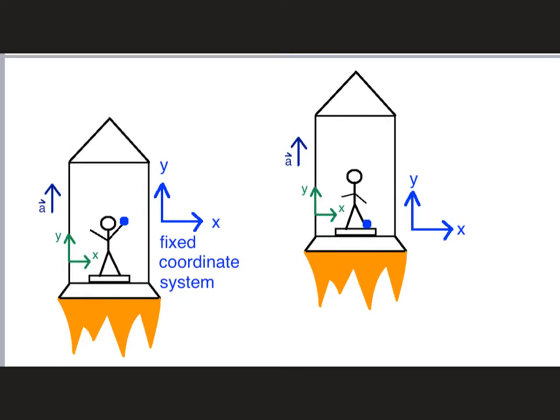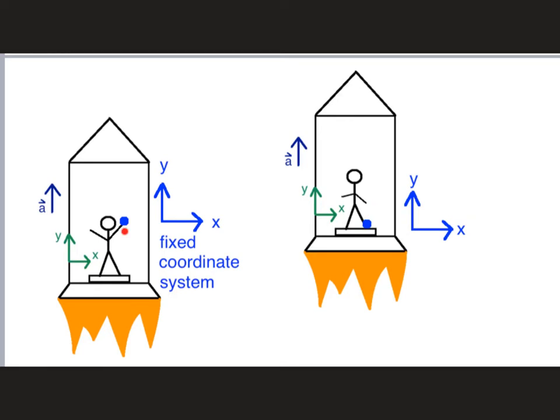Okay, so let's consider two possibilities. One, we have a fixed coordinate system, and two, we have the coordinate system that's moving with the ship. And so our blue system is the fixed coordinate system, and the green one is the one that's moving with the ship. And so I have this guy, and of course the rocket ship is firing, so it's accelerating upwards. And this guy is holding a ball up and he drops it. Now, what happens is the rocket ship moves upward. And so a second later, or however long later, the rocket ship has moved upward.